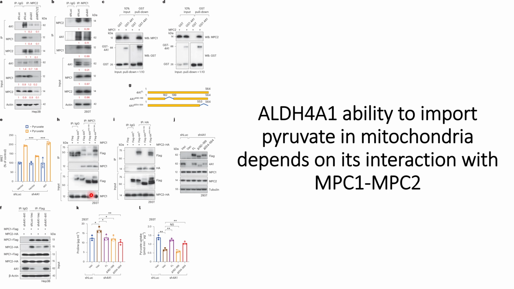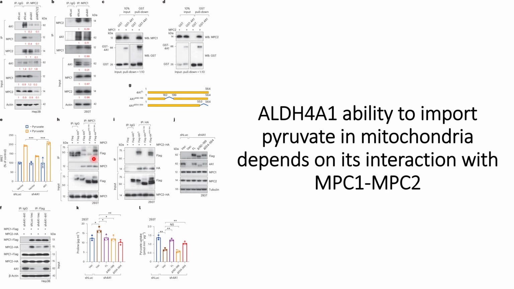In the full length ALDH4A1, they are able to see this MPC1 formations, and that can be seen here. But when they use the first mutated, that is around 182 to 189, they are not able to see this MPC1 signals.